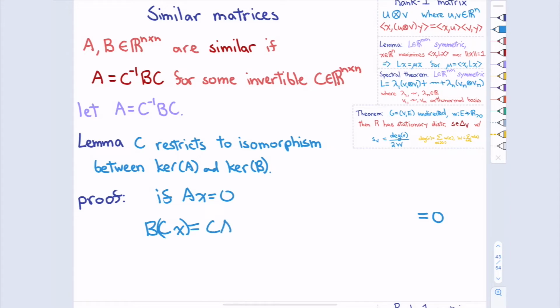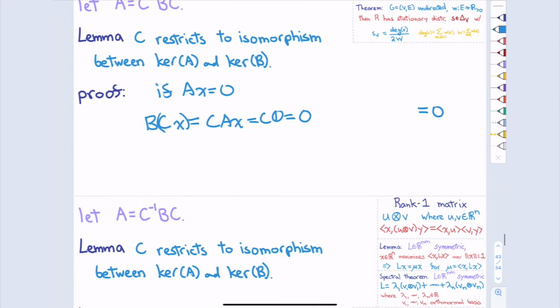Okay, so that means BC is equal to CA if I put C on the other side. X, and then we get C0, which is 0, okay? And I think if we did the other direction, we get the same thing. Okay, so no big deal. All right, but why is this more interesting?